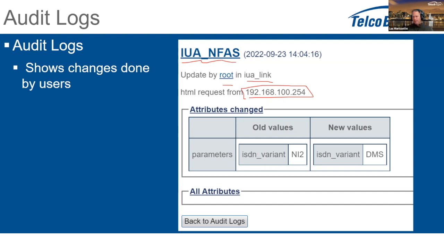So here in the IUA and FAS, there's a lot of information. And if you click on all attributes here, you will see all the information in that IUA link. But here, what we show is only the ones that changed. Right? So here we see that we changed from NI2 to DMS, and this is the only thing that changed at that time in that particular resource.